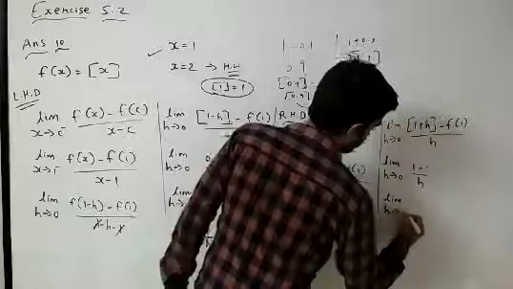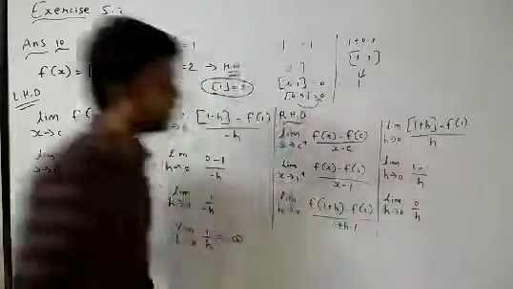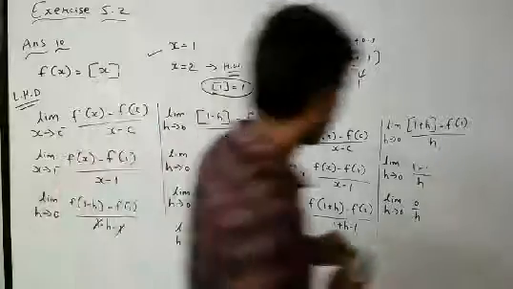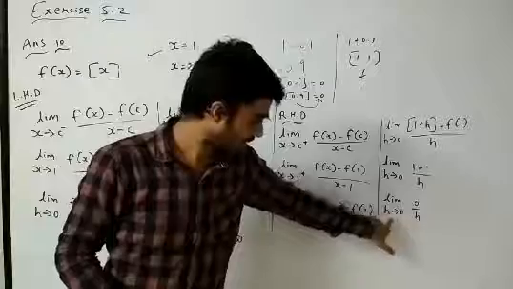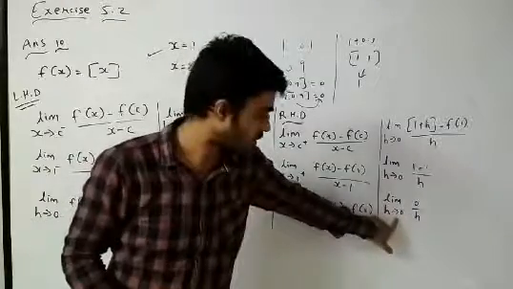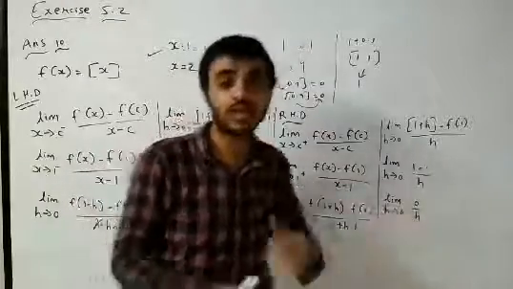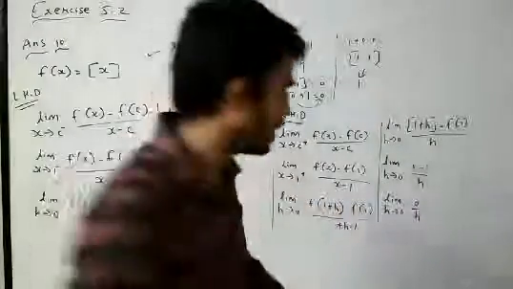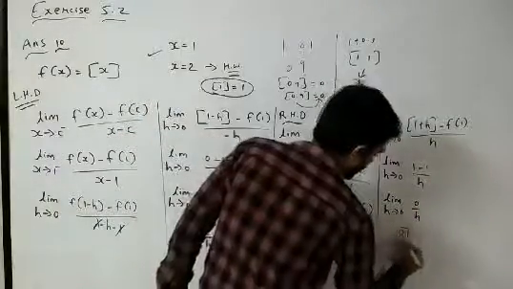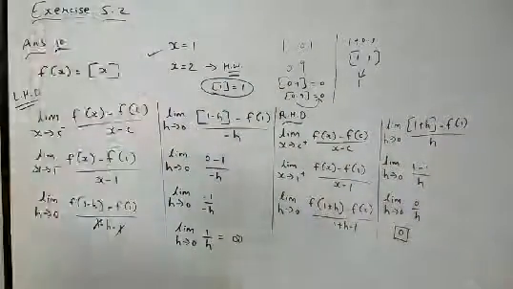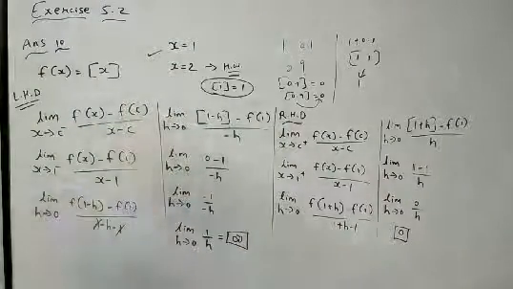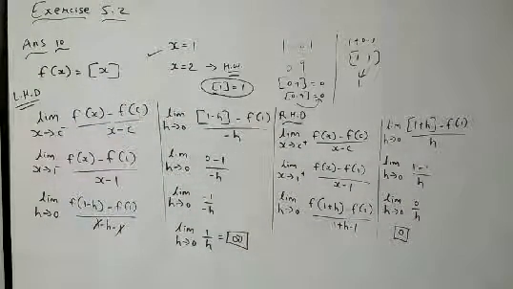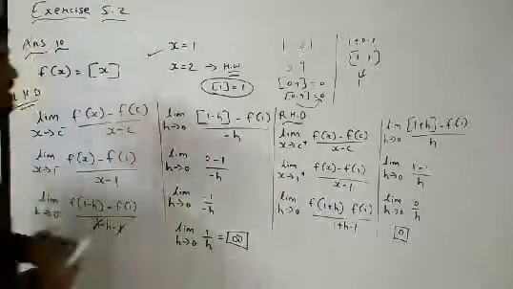Limit h tends to 0, 0 by h. Listen to me carefully, this is not 0 by 0. I know that h tends to 0, but we are not applying the limit right now. 0 by anything, our answer is 0 only, so this particular value will be 0 and this is infinity, so both are not equal, therefore our given function is not differentiable at x is equal to 1.